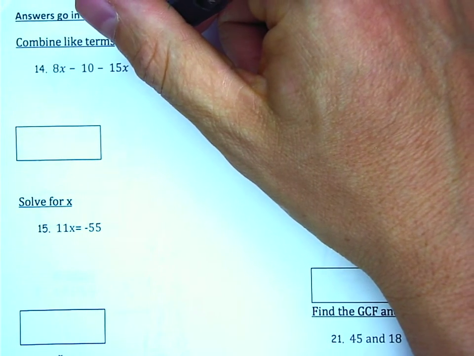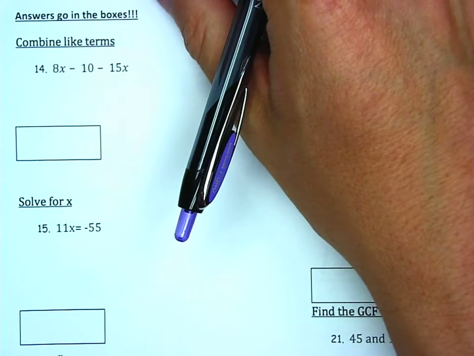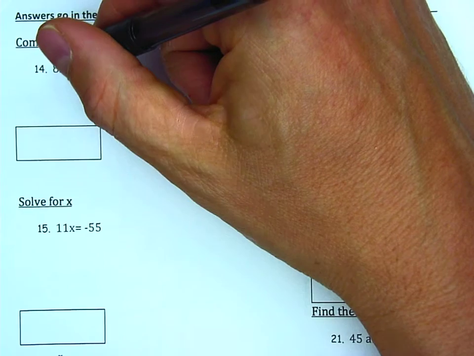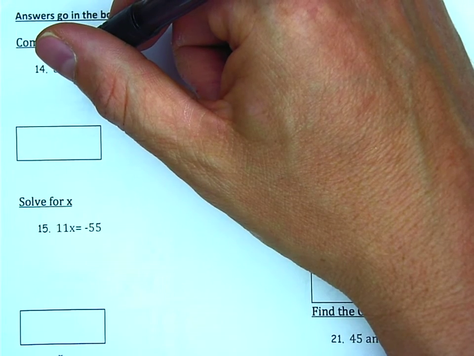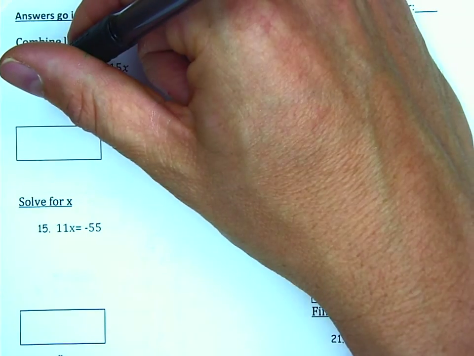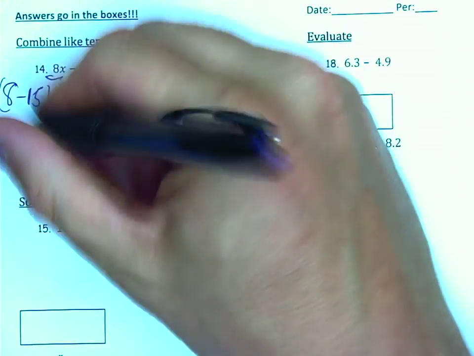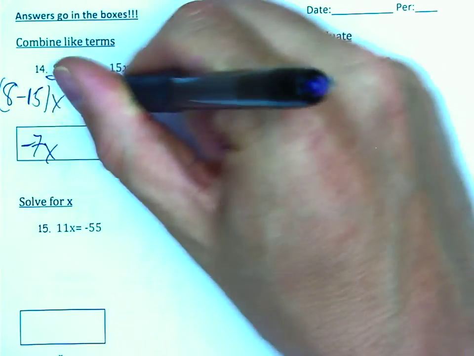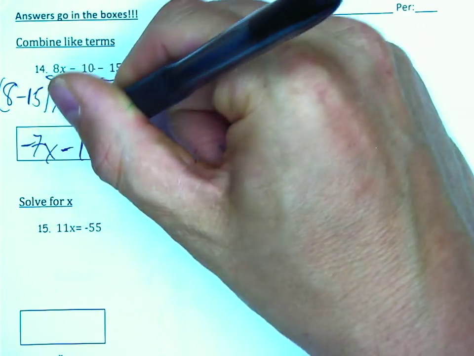Question 14. Combine like terms. This means add or subtract the common terms, the ones that have the same letter. So this is another synonym for add or subtract. So if they're the same signs, they add. If they're opposite signs, they subtract. Make sure they have the same letter, because this 10 doesn't have a letter, doesn't have a variable. So that 10 will not combine with the 8 and the 15. So this is going to be 8 minus 15x. So that's negative 7x. And then that 10's at the end. It doesn't have a variable. So it's just going to be minus 10 at the end of it.